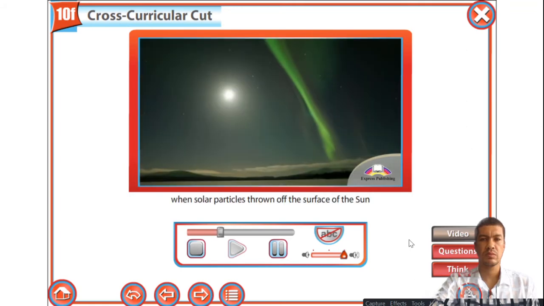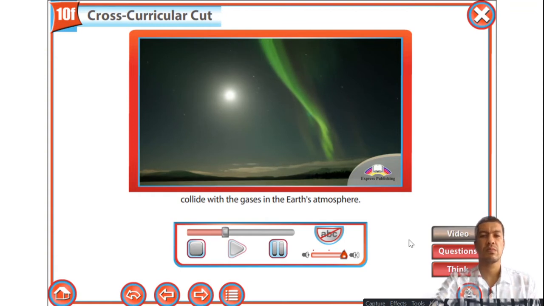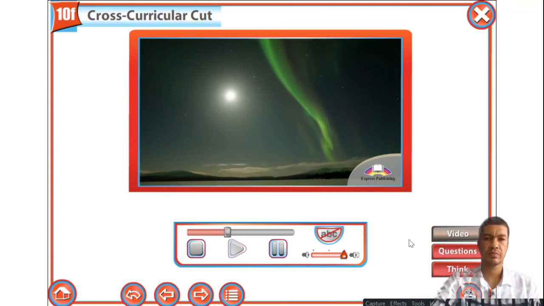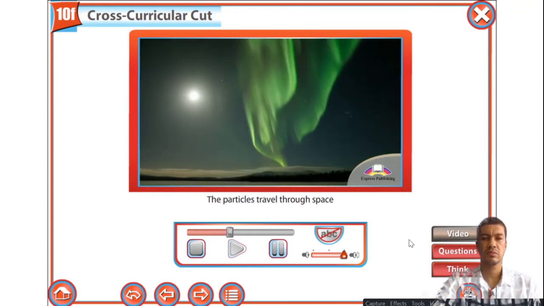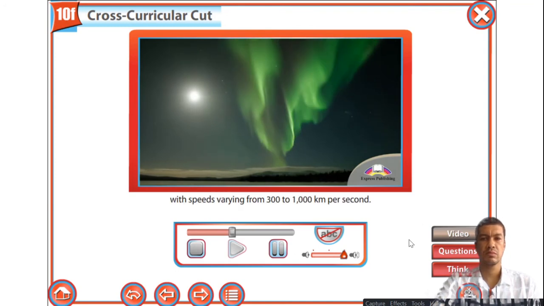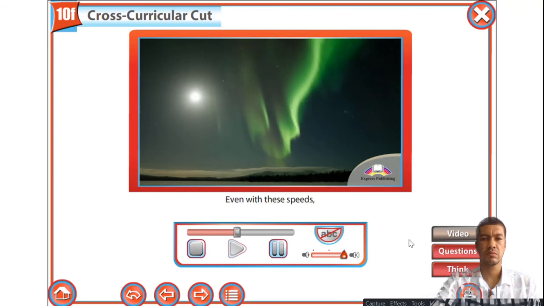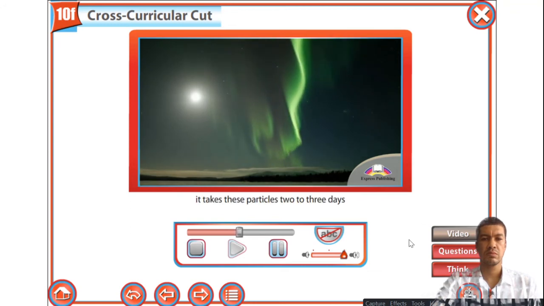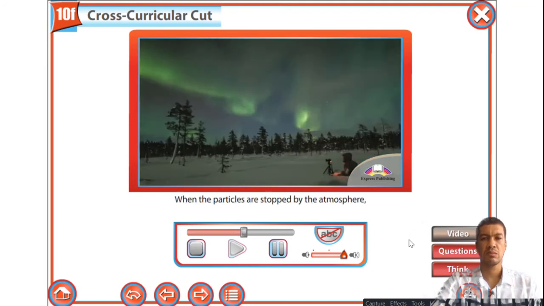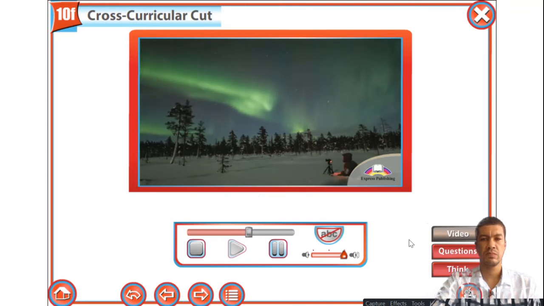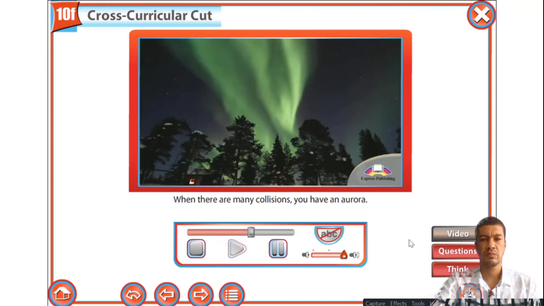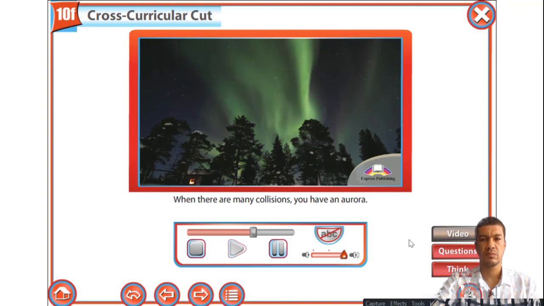The Northern Lights are caused when solar particles thrown off the surface of the sun collide with the gases in the Earth's atmosphere. The particles travel through space with speeds varying from 300 to 1,000 kilometers per second. Even with these speeds, it takes these particles 2 to 3 days to reach the Earth. When the particles are stopped by the atmosphere, they collide with the gases. When there are many collisions, you have an aurora.